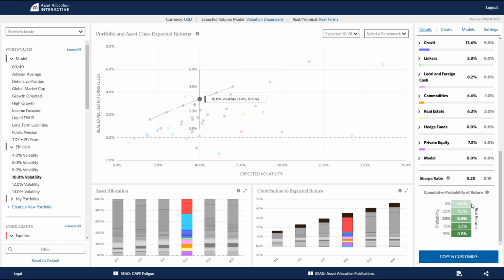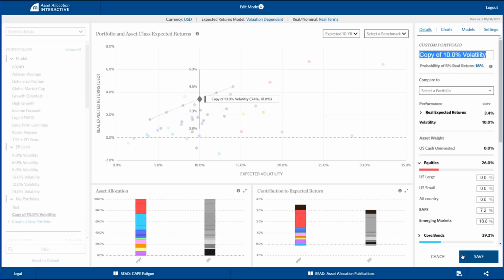Okay, and then the second question I've got is on the private fund side of things. What if you're an investor that doesn't have access to private equity, hedge funds, or commercial real estate? What do you do about that? So in that case, it makes sense to start with this 10% volatility portfolio, but let's go ahead and customize it to our liking. And when I click copy and customize, it wants me to give it a name, so I'm going to call this the webinar 10% portfolio.